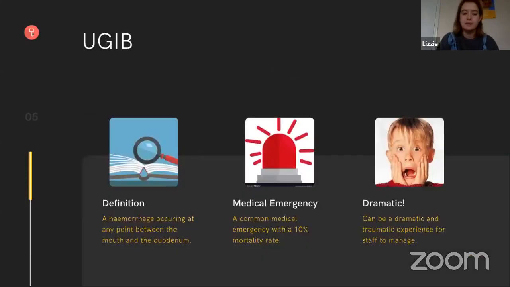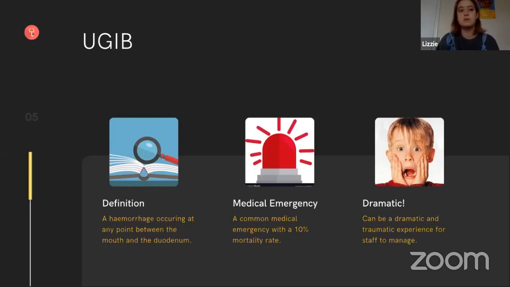So upper GI bleed, the definition of that is a hemorrhage anywhere between the mouth and the duodenum. It's a common medical presentation whether you're at GP, working in A&E, or on the surgical and medical wards. The inpatient hospital mortality is about 10% according to NICE, so it has a high mortality rate, and it's an important pathology to be able to identify and have some confidence in treating.